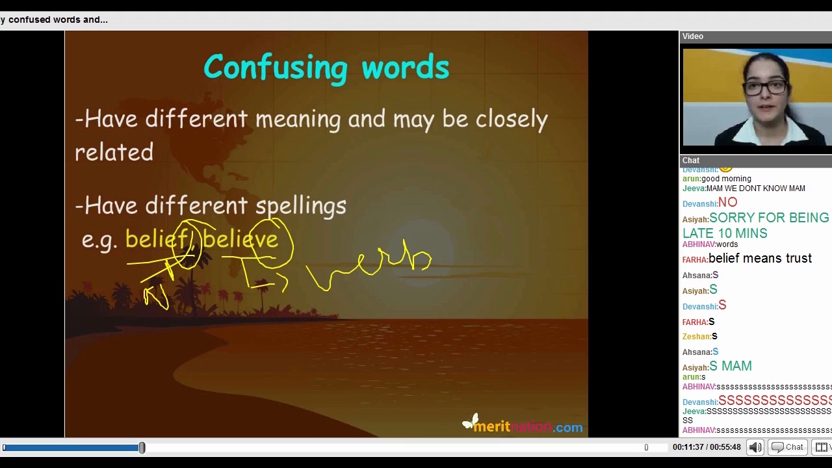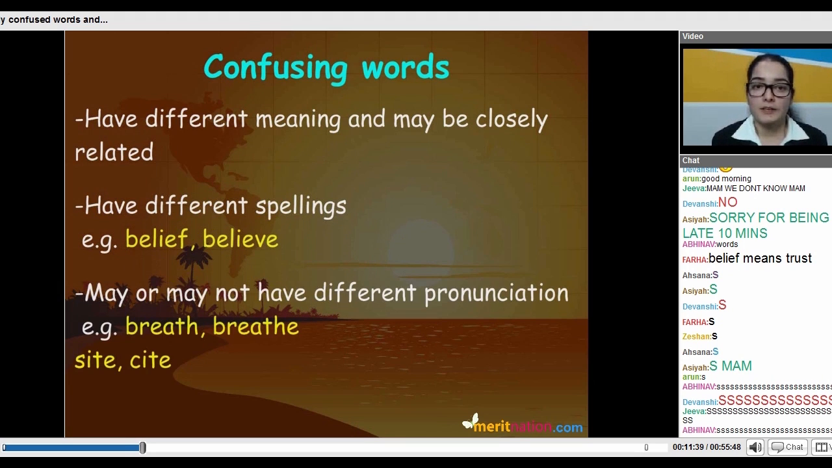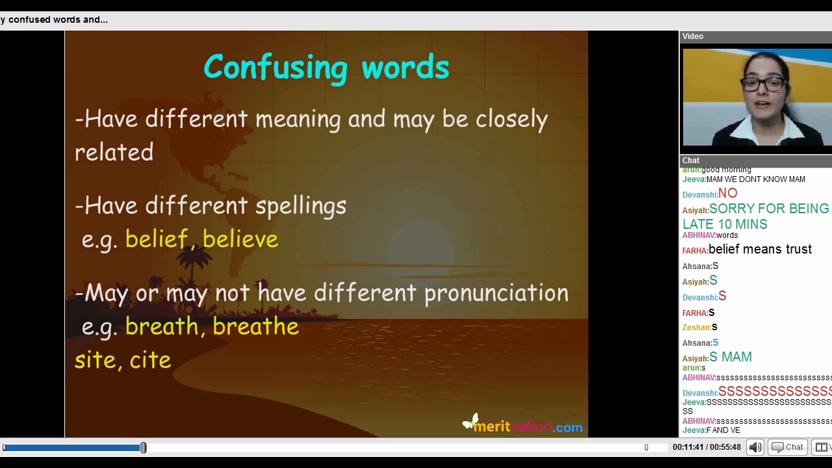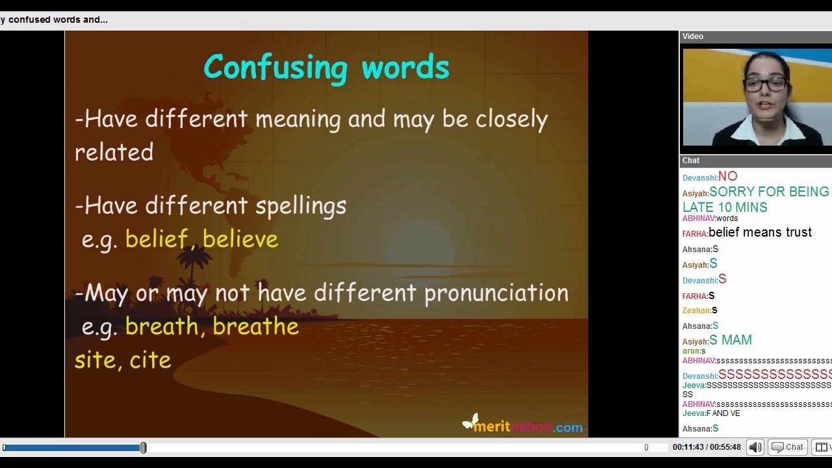Alright? Okay. Then we have words that may or may not have different pronunciation. So it could be that the words have the same pronunciation or they might not have the same pronunciation. Like the words we have here, breathe and breath. Do you know the difference? Breathe and breath.